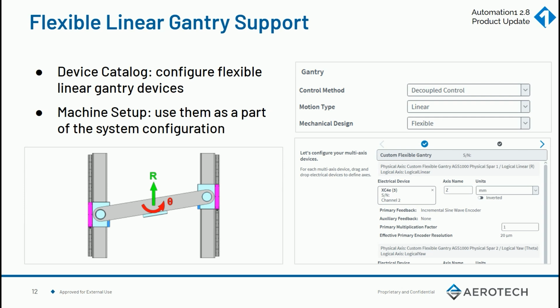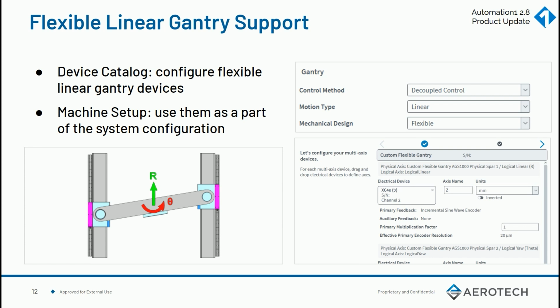In the top right is a screenshot of actually being inside of Studio application in the device catalog, where you can choose decoupled control for a linear flexible gantry. In the bottom right is a picture of machine setup, where you would actually create axes by associating drive hardware with the axes of this custom flexible gantry. And then the bottom left is just a nice little graphical representation of the R and theta motion that is capable of being programmed to with the new linear gantry support.